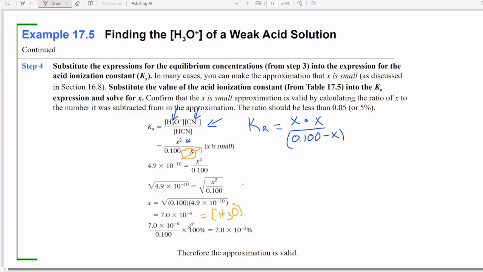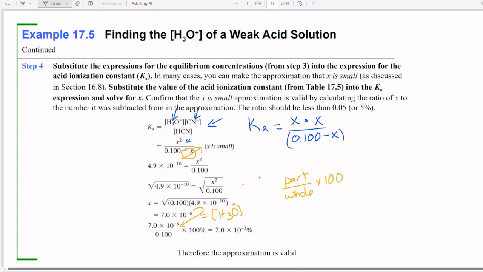If the amount that we subtract is larger than 5% of the value that we're subtracting it from, then our X is small approximation is invalid. And so here's the way we check that. We take our X that we just calculated and we plug it in to a formula. How do we calculate percent? Percent is part over whole times 100.